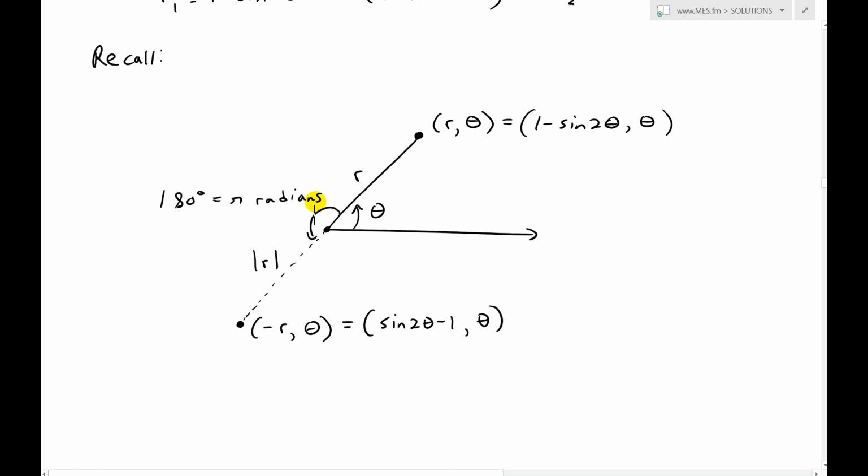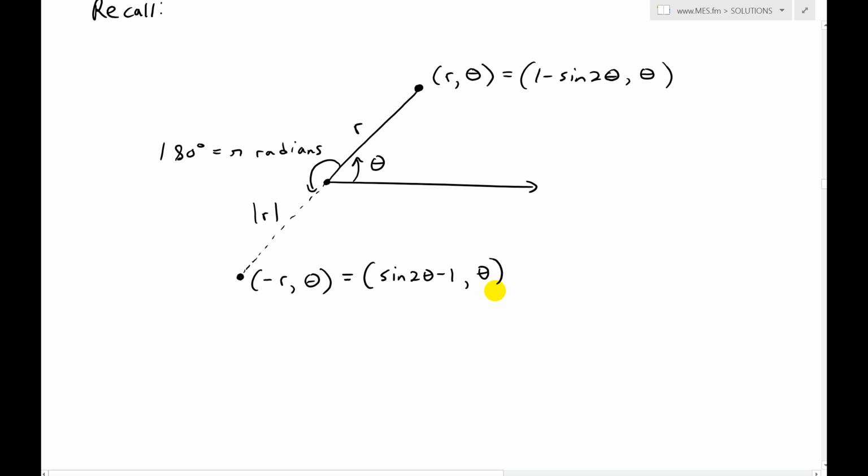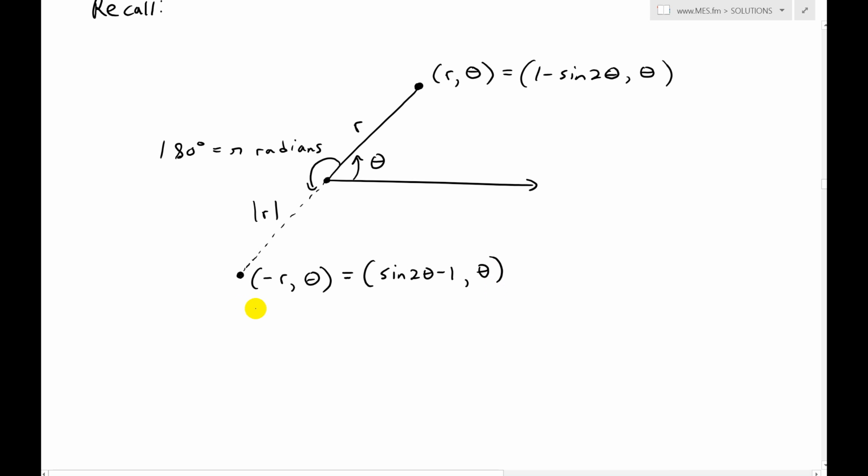And by convention for polar curves, we're dealing with radians. So it looks something like that. So in other words, all the way to this point right here, instead of dealing with negative r, we could just use r and theta plus pi.